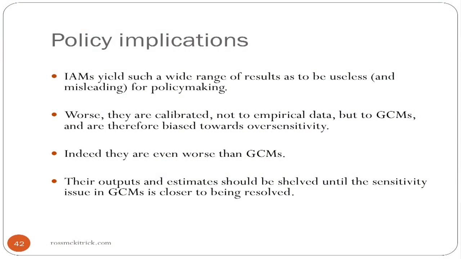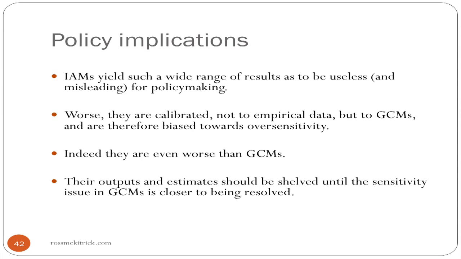So, moving now to the economic models that we use. First of all, it's obvious that they already yield such a wide range of results as to be largely useless and probably misleading for policymaking. But the bigger problem is they're calibrated to the whole distribution of climate models, and in fact, the way they're structured with that little sensitivity parameter in a denominator form, it gives them this huge upward tail, and so they're typically biased towards oversensitivity. And I would say they're, in that respect, even worse than the GCMs, the climate models.